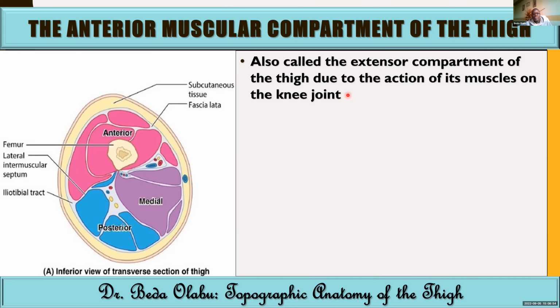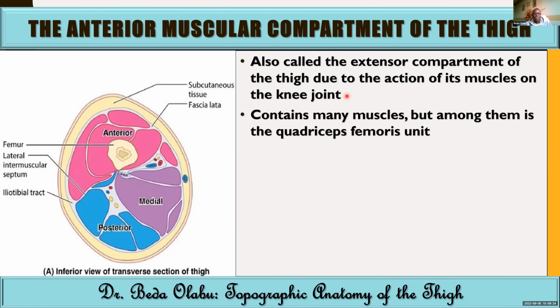Now, it is important to note that there are many muscles in the anterior thigh compartment. Not all of them will cause extension at the knee joint though, but there are some large muscles which actually cause extension at the knee. And perhaps these are the only muscles that will cause extension at the knee joint. And that is why this group is therefore given that name, the extensor compartment. They're the only ones that extend.